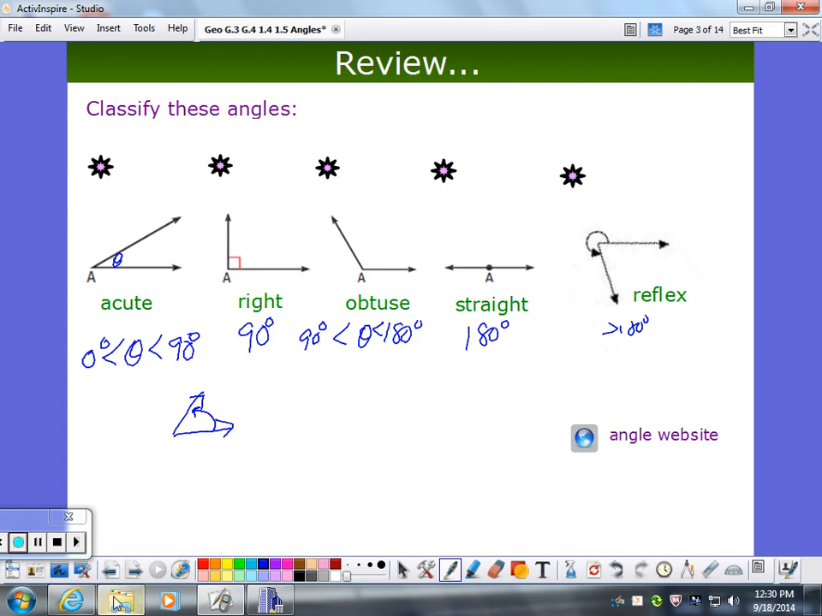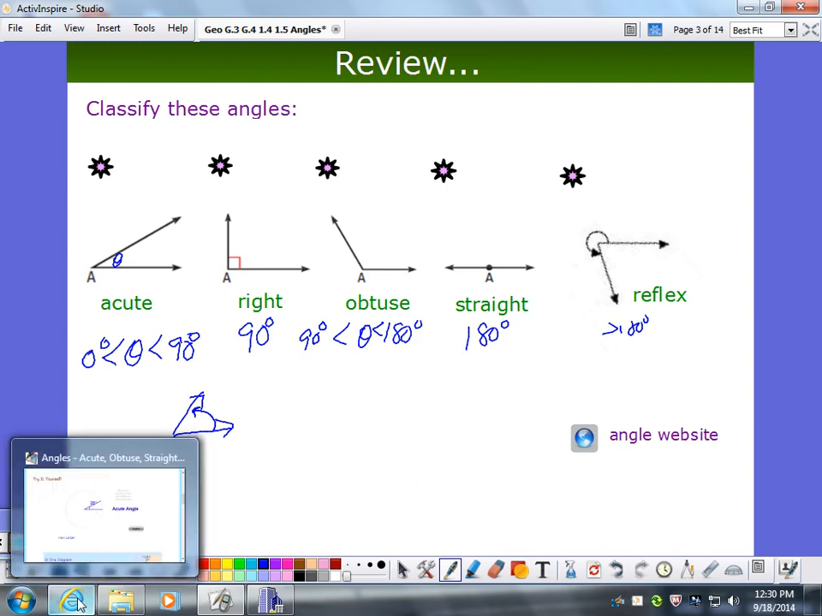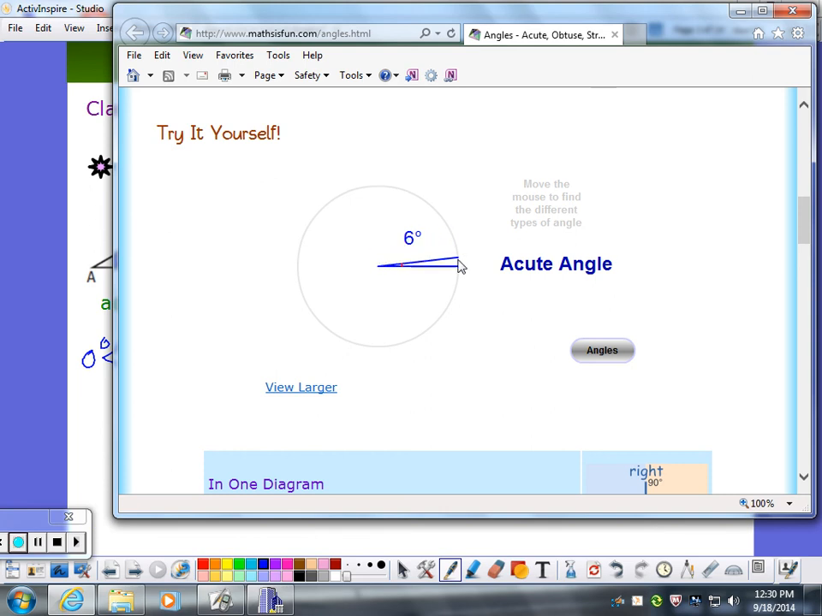I have a little angle website here someplace. Here it is. So here it kind of shows. So acute, we go to right, obtuse, now we're reflex, right? That's what happens. Now, what is the degree measure all the way around? Here it is, 360, right? 360 degrees in a circle.